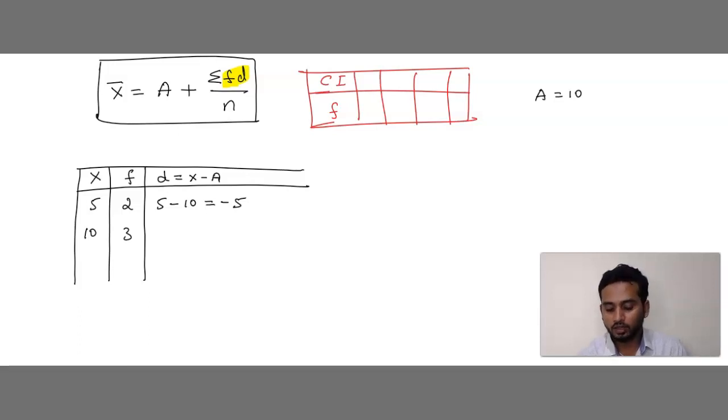Suppose here was 2 and here was 3, as I said. Okay. So what you should do? x. What is the value of x? 10. Minus what is the value of a? 10. 10 minus 10, 0. Like that you find all the values. So you will get all the values of d. Can you see these answers? Yeah, minus 5, 0. These are the values of d.